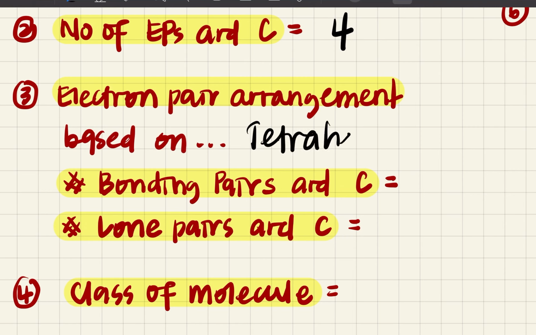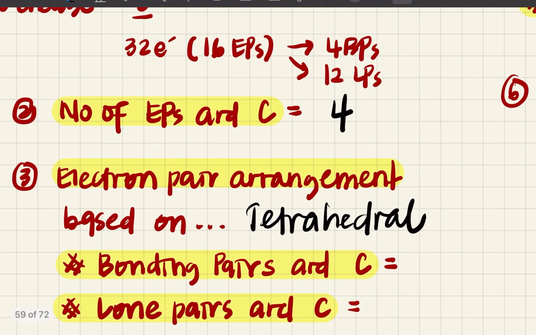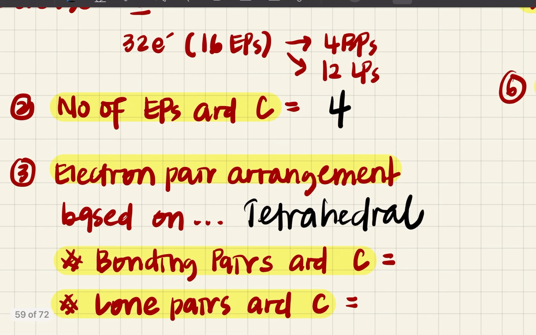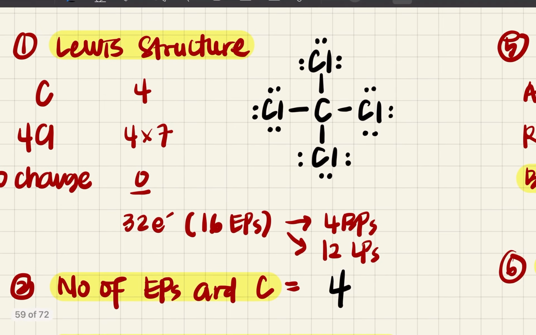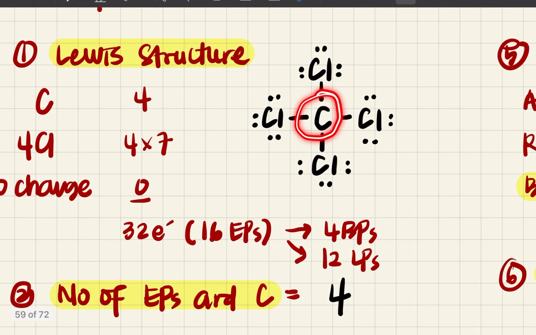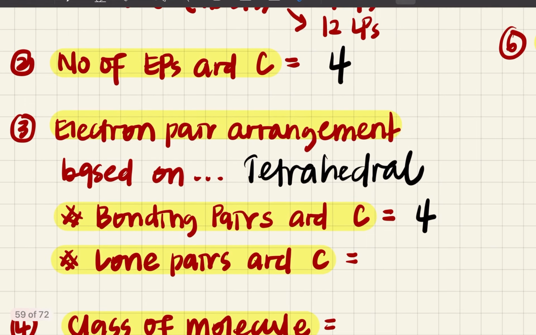Okay. So you're going to write the electron pair arrangement. And then you write down how many bonding pairs around carbon. You know that you have 4 bonding pairs around carbon. And how many lone pairs around carbon? Do we have any lone pairs? No. Okay, so 0.